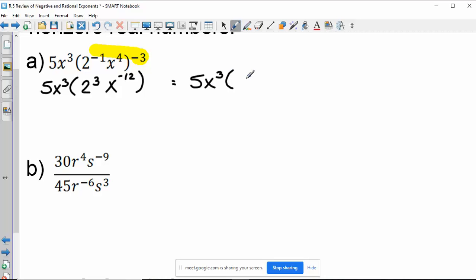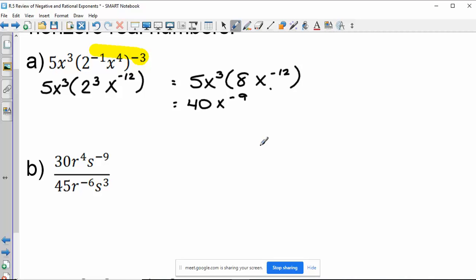Okay, 2 to the 3rd means 2 times 2 times 2, that's 8. If I multiply, 5 times 8 is 40. What do you do with the exponents on your x's when you multiply those? Add them. So 3 plus -12 is -9. Am I done?